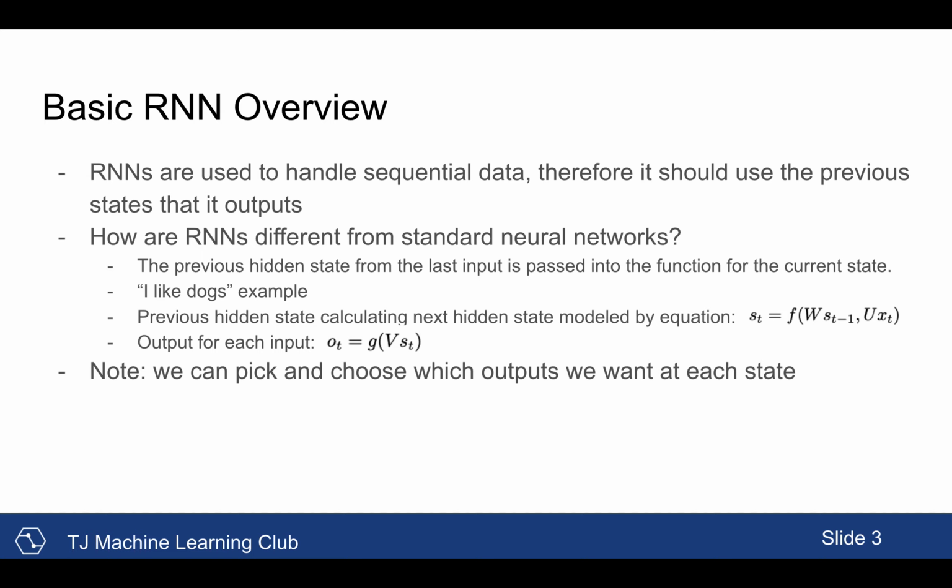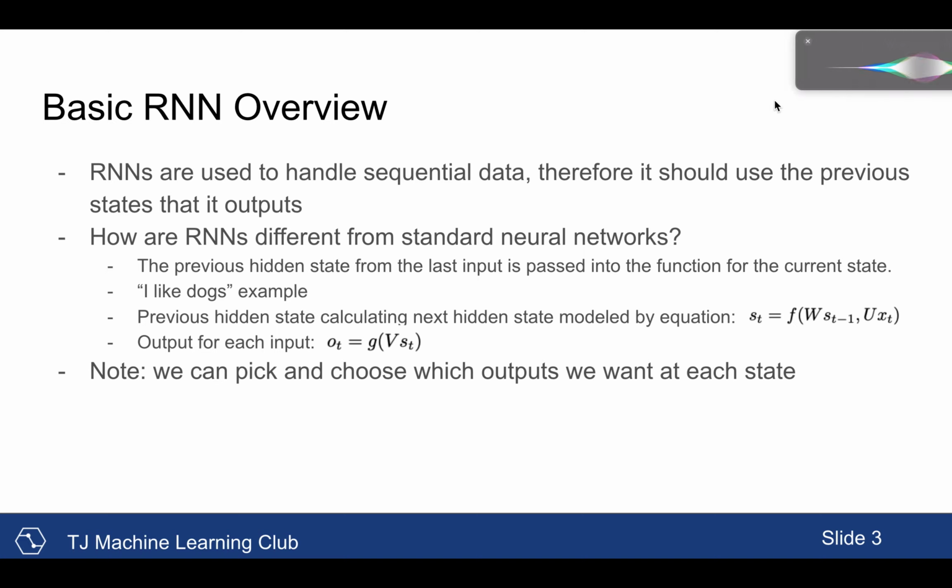Because the purpose of an RNN is to handle sequential data, it uses the previous states it outputs. In order to account for the sequential data, we can see that the RNN structure loops back into itself. The previous hidden state from the last input is passed into the function for the current state. Let's use the sentence "I like dogs" as an example. Here, the first word, I, is passed through the network and results in some sort of output like usual. Then, the previous hidden state that was computed for I is passed into the function to calculate the hidden state for like, and so forth.